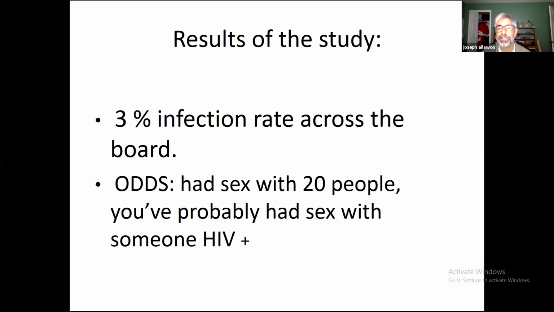What does this mean statistically speaking? If you've had sex with 20 random people, you've probably had sex with someone HIV positive. Now, of course, this is statistical, so we can't guarantee it one way or another. It also doesn't mean that you contracted HIV. It simply means that you were likely exposed to it by these individuals.